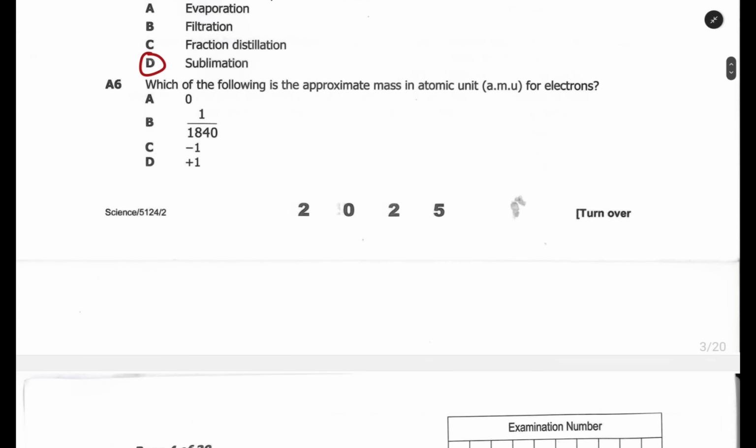Question 6: which of the following is the approximate mass in atomic units for electrons? B.